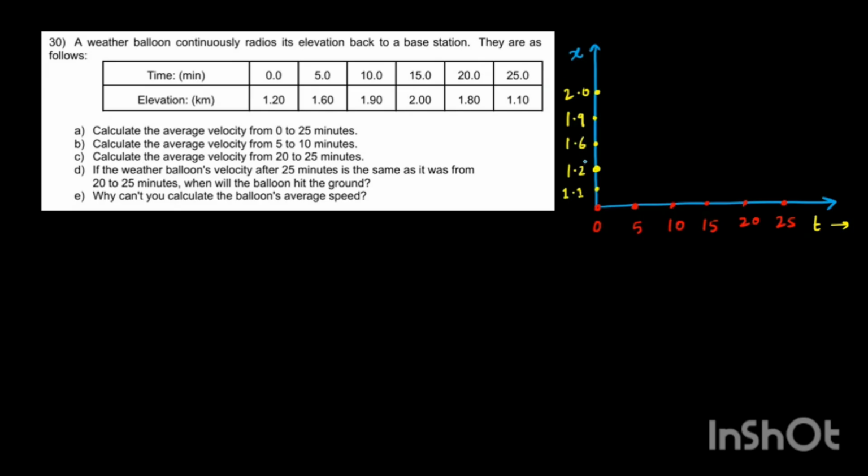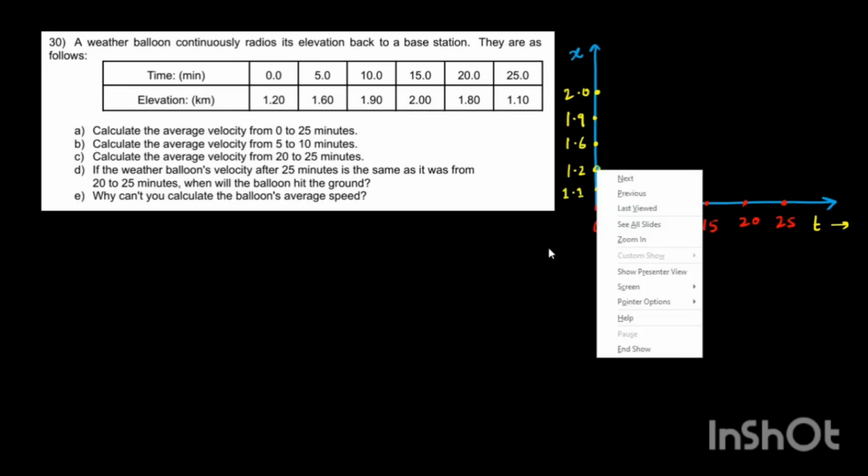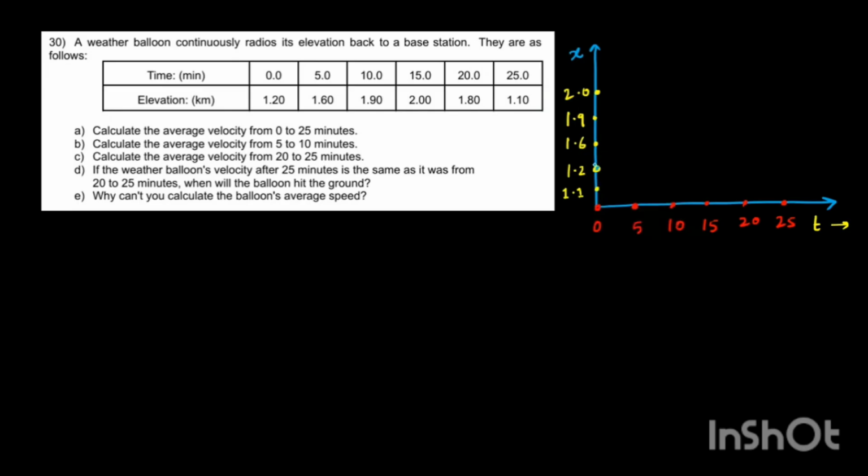In the position-time graph, we can see at 0, the position is 1.2. So the graph will start from this point, 1.2, and keeps going till the 15th minute. Let me just mark the points. Similarly, at 10 minutes, it was 1.9 kilometers of elevation. At 1.6 elevation, it took 5 minutes. So it is going like that.